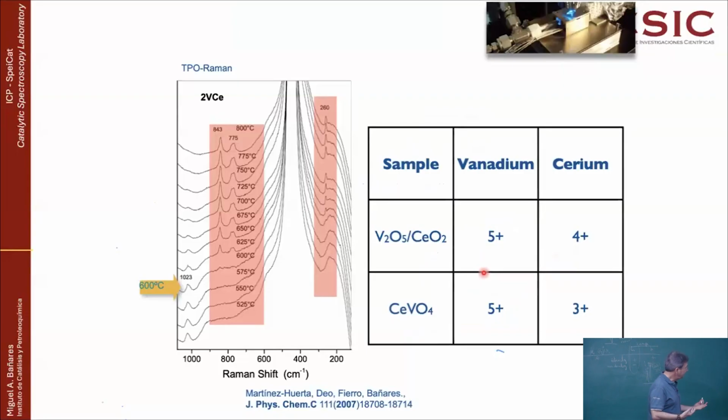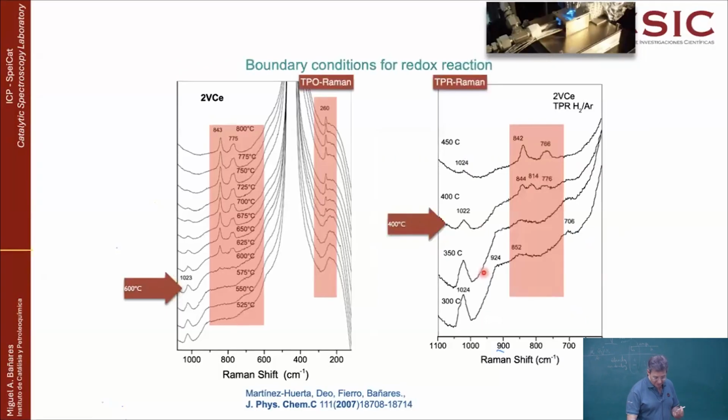So ultimately, this is a stable structure, and in oxidizing conditions, the system ends up reducing. But if the system is more reduced and you do it in hydrogen, things will happen before. And does it happen before? Yes, it does. Here you have a blow up of this region when you make a TPR Raman, and basically you get the surface vanadium, how it decreases, and how you start to get the formation of something that is clearly on the way to the cerium vanadate, and at 450 it is clearly cerium vanadate.